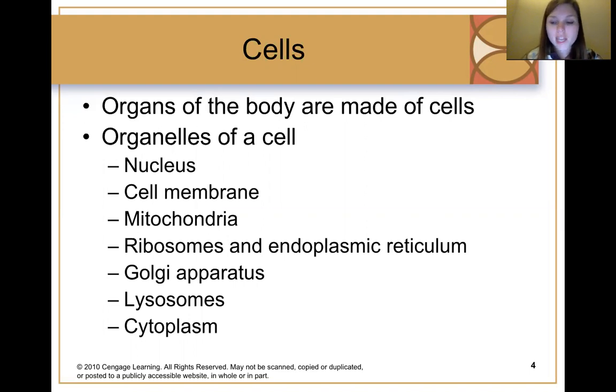Just to review, the organs of the body are made up of different cells. And just like the body is made up of different organs, every cell has different organelles. That's the term for the different parts of the cell. So cells contain a nucleus, a cell membrane, mitochondria, ribosomes, and endoplasmic reticulum, or ER as you'll probably hear me refer to it, Golgi apparatus, lysosomes, and then cytoplasm. We're going to talk a little bit about what each of these do in a second.